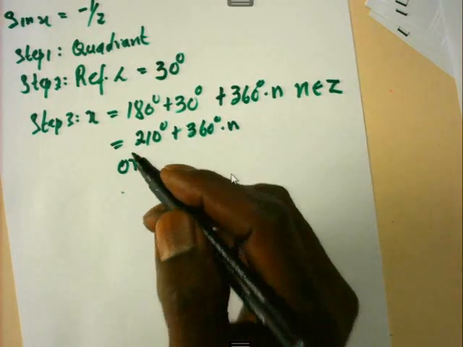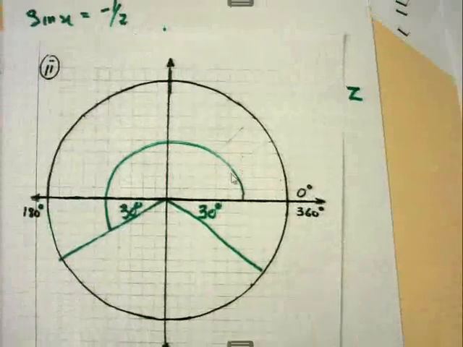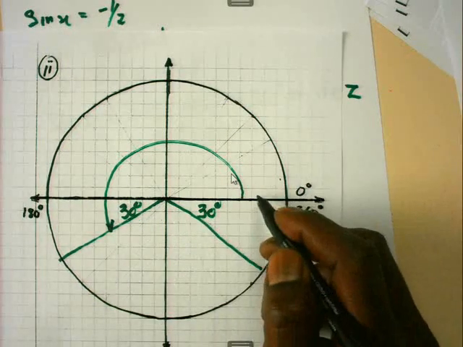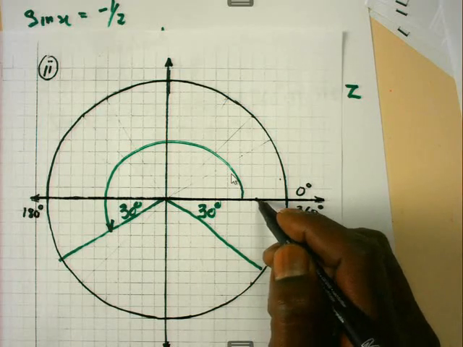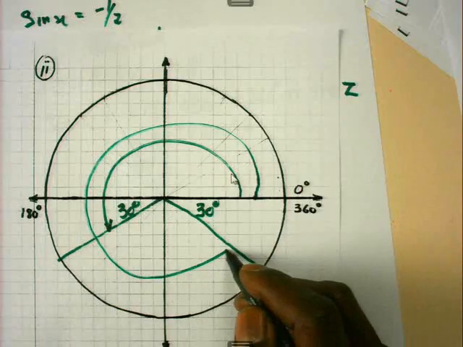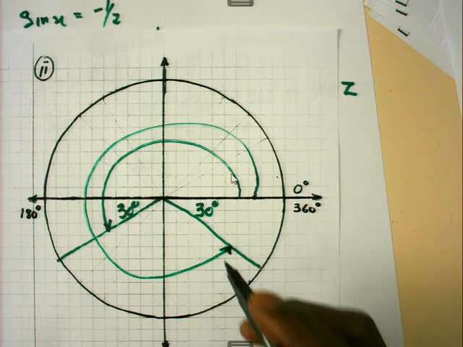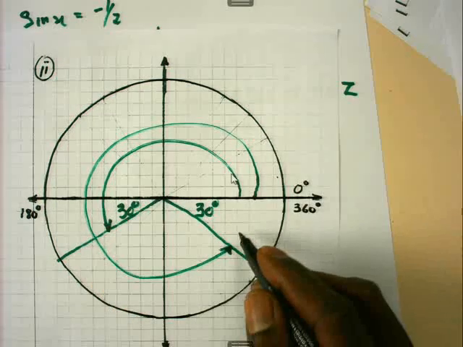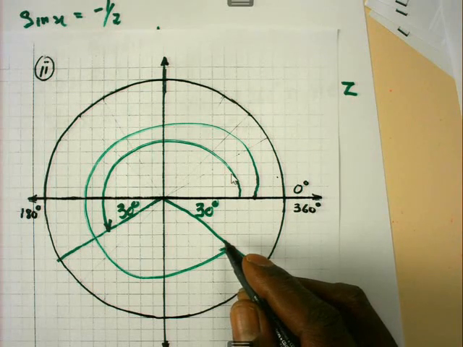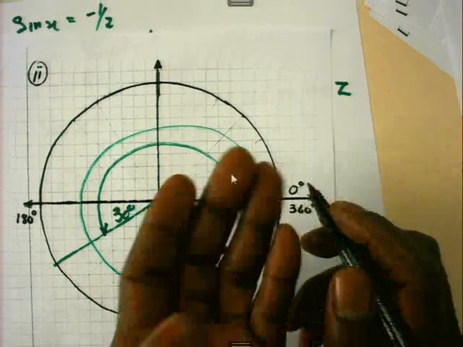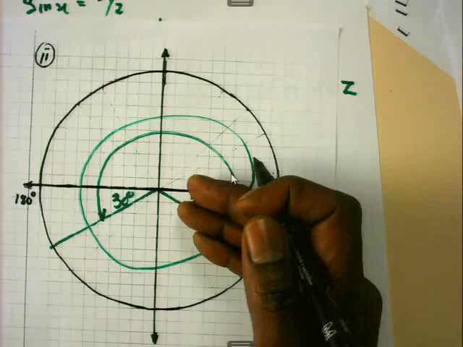Or the other solution, we start from the positive x-axis, we rotate up until we reach this arm here, and then we're going to find the solution for that angle. How do we find the solution for that angle? It will be 360 degrees minus this reference angle there.